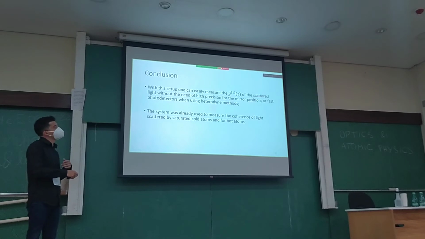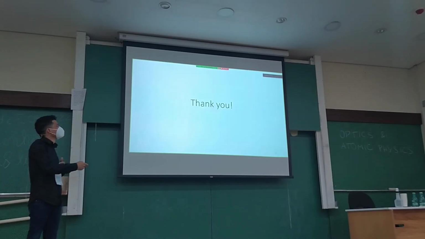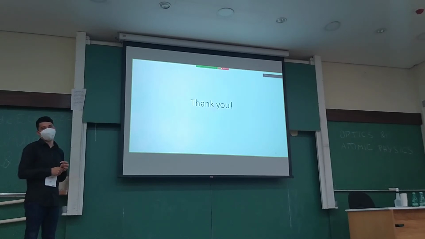And just to conclude, this setup was already used by us to measure the coherence of light scattered by cold atoms, and also by another group to measure the coherence of light scattered by hot atoms in a hot vapor. So it's a very simple setup, but it has been used to measure many things, and once we add more visibility, it's going to be more interesting. So that's it. Thank you.